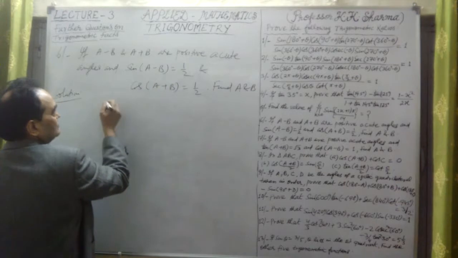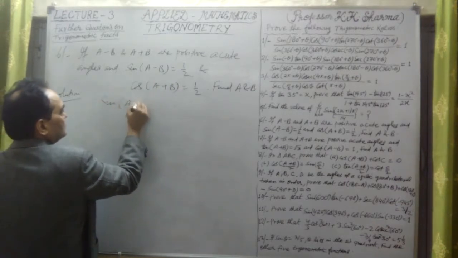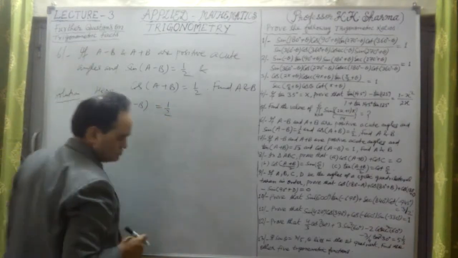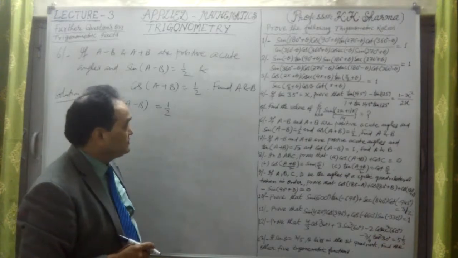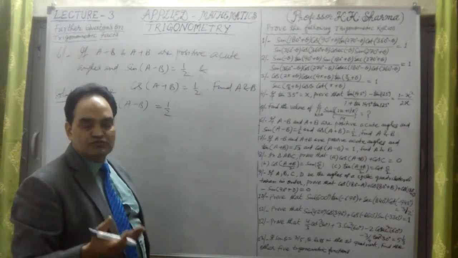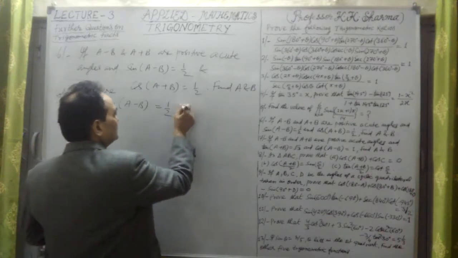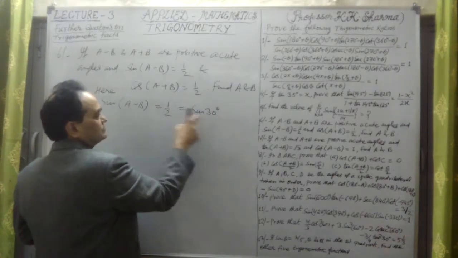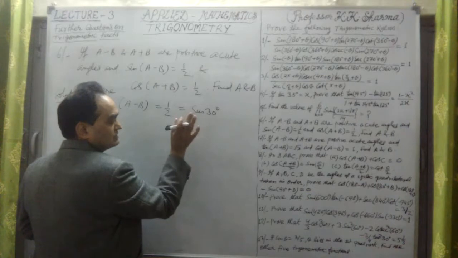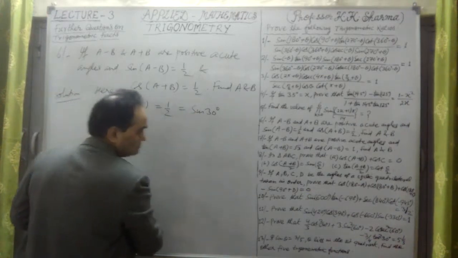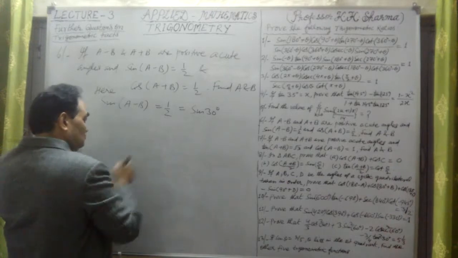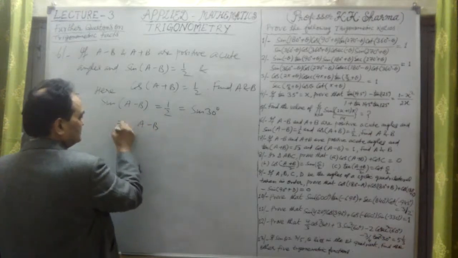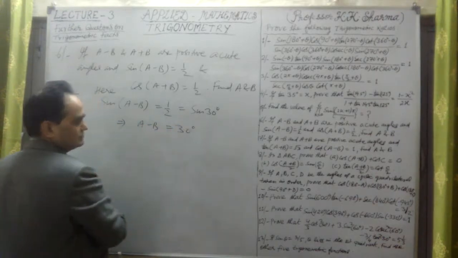Here sin(A minus B) is equal to 1/2. But for acute angles, what is sin(A minus B)? 1/2 is for 30 degrees, so it is equal to sin 30 degrees. So sin(A minus B) is equal to sin 30 degrees because 1/2 is for 30 degrees. The difference is an acute angle, so it can be 30 degrees only. So we can compare now. Therefore, A minus B is equal to 30 degrees.